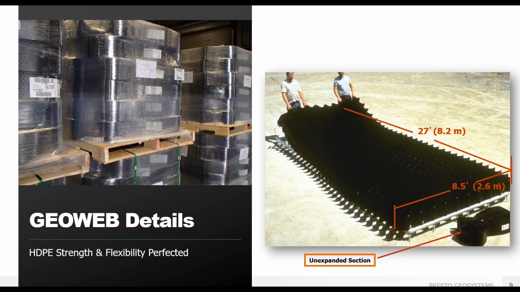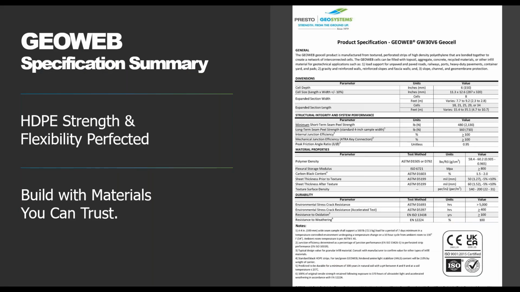You can see each panel has a nominal width of 8.5 feet. Depending on our project evaluation, it comes in different panel lengths. You can see the picture right here showing one of our nominal. This is a 29 cell GeoWeb panel. That's about 27 feet long. But we also can make standard panel lengths if the project is large enough to reduce the amount of waste. So once again, we'll work with you on that during the project evaluation stage.